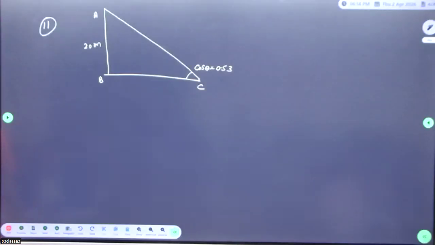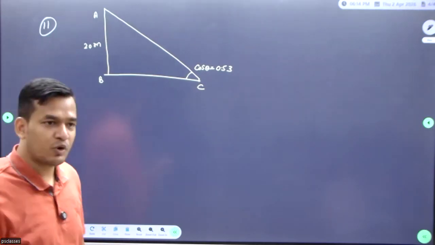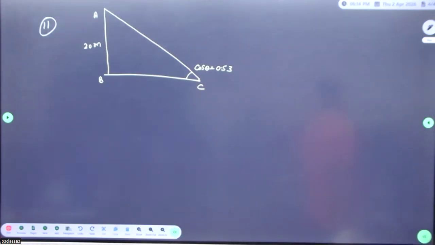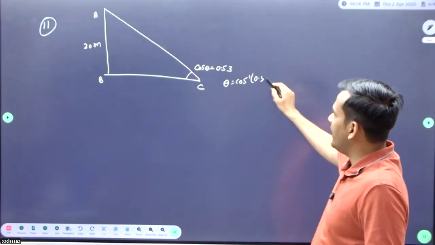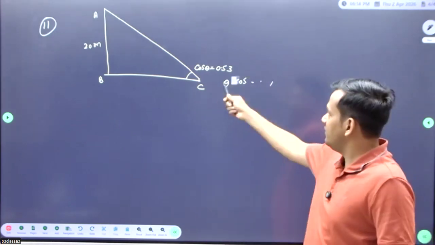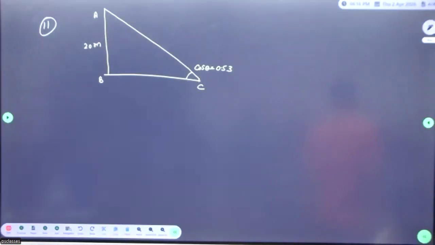The cosine of the angle of elevation is 0.53. Here cos theta is equal to 0.53. The value of cosine is given. That means the value of cos theta is given, the angle is not given. In this case, angle theta is equal to cos inverse of 0.53. This is the angle, but we don't need to know that right now. You can leave this. Cos theta is equal to 0.53. Angle is not given.